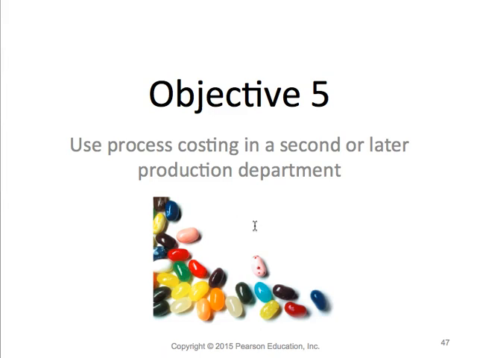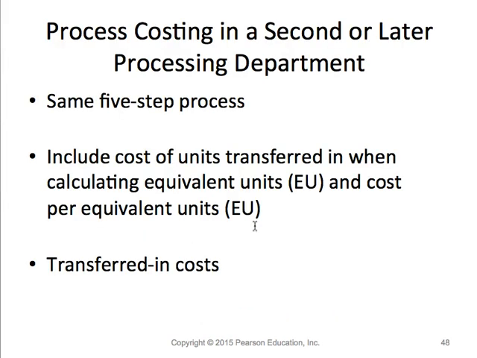Objective number 5, we're going to use process costing in second or later production. The only thing different here is we're going to have the work in process from the last process transferred to the current process. So we're going to have a transfer, and one more column to accommodate this transfer. That's the same 5-step process. We're going to include the cost of units transferred in when calculating equivalent units and cost per equivalent unit. So we're going to have transferred in costs.